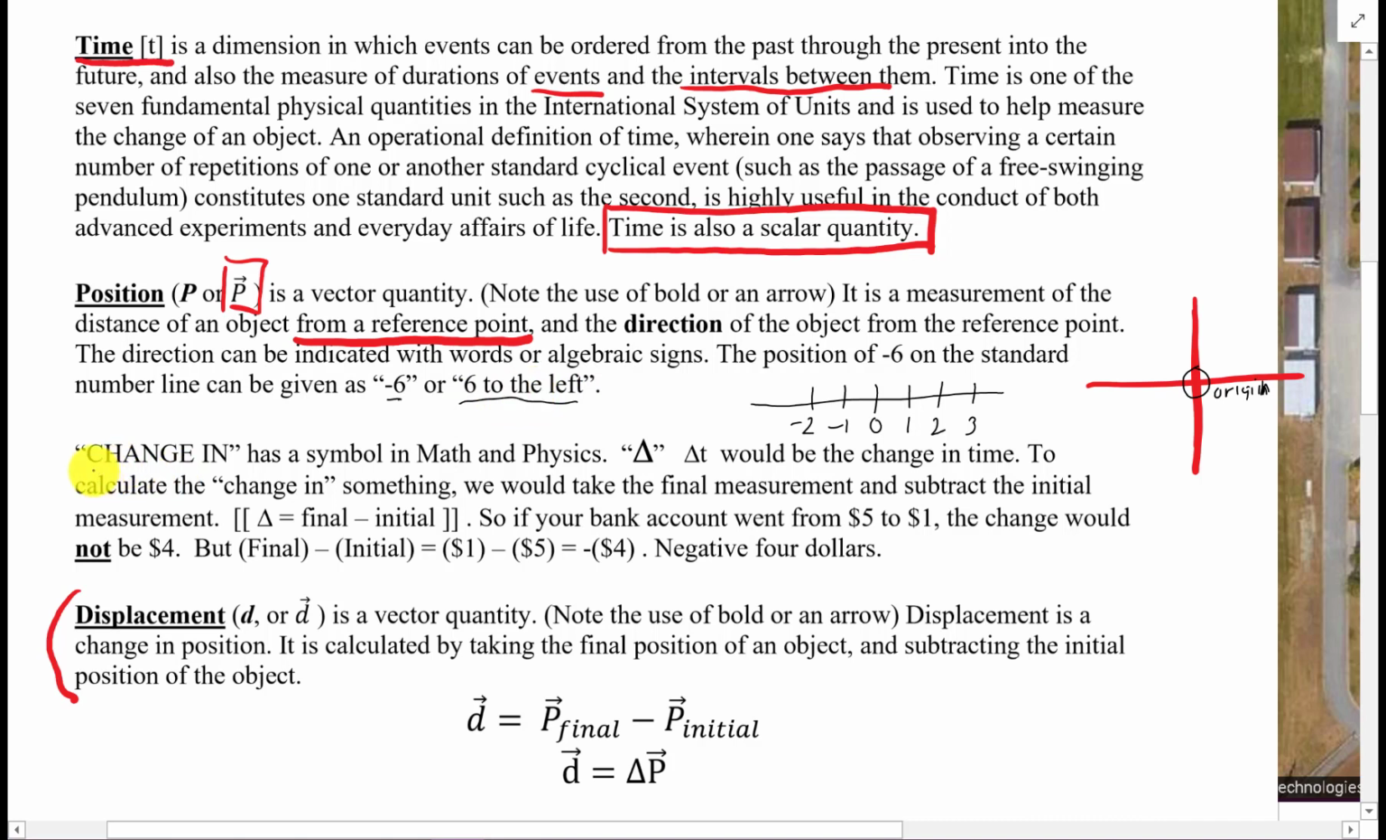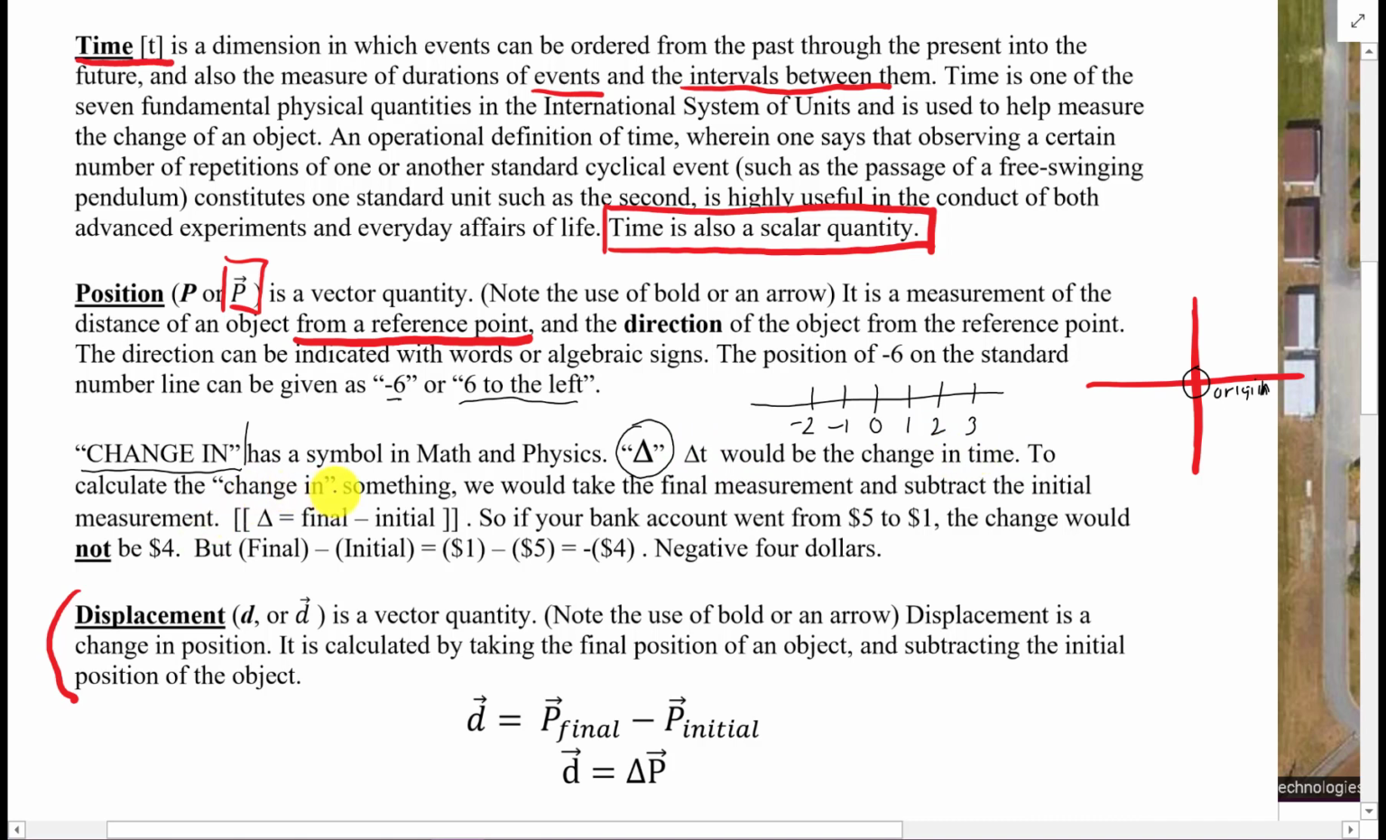Next thing, change in, very tough to understand, okay? But we have that as a symbol in math and physics as this capital Greek letter delta. That's the alpha, beta, gamma, delta, the fourth letter of the Greek alphabet. And it's just a capital triangle, a big triangle. And so delta t, triangle t, would be the change in time. How much time has changed? We just write that as delta t.